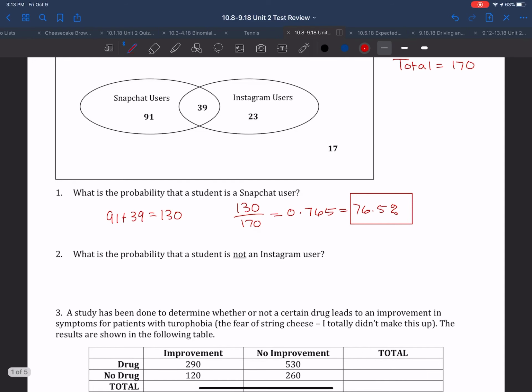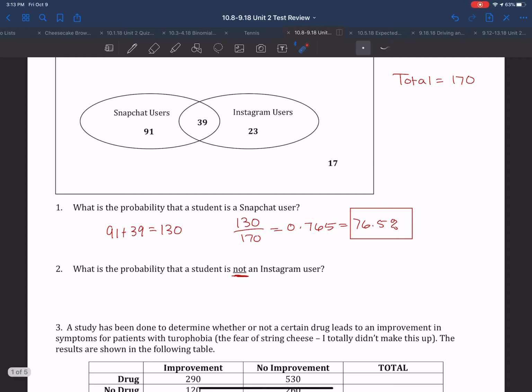It says, what is the probability that a student is not an Instagram user? Since we're looking at the students that are not Instagram users, we want to look at everything outside the Instagram circle. So we're not going to be looking at 39. We're not going to be looking at 23. We're just going to be focusing on the 91 and the 17. So 91 plus 17 is equal to 108. So 108 out of the 170 total gives us 0.635 or 63.5%.